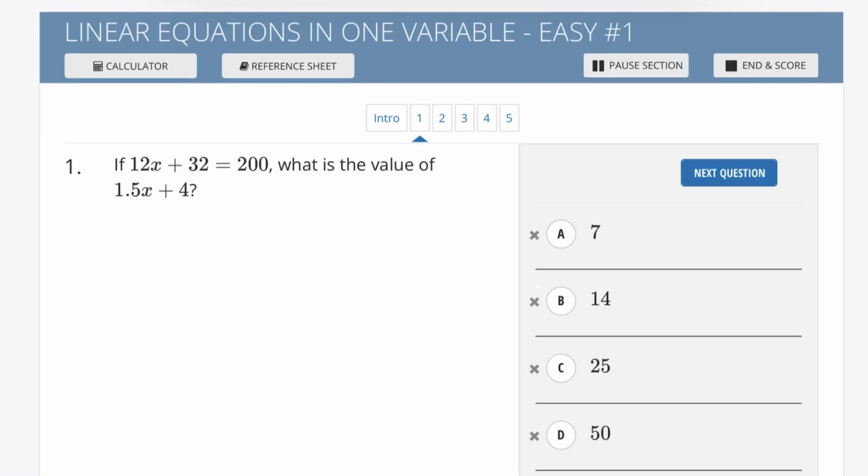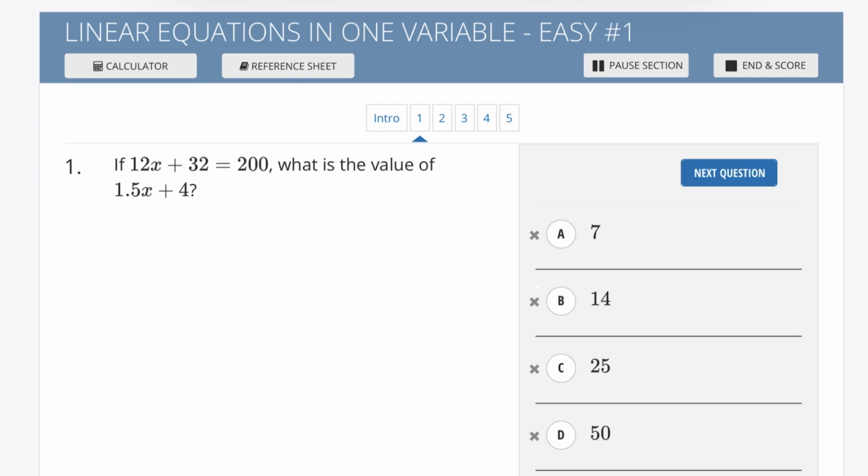Hey guys, today we're going to do linear equations in one variable. This is the easy questions, so the next videos will be the medium and then the hard. So first I'll preface by talking about tricks in general in the SAT, because these problems commonly use tricks.